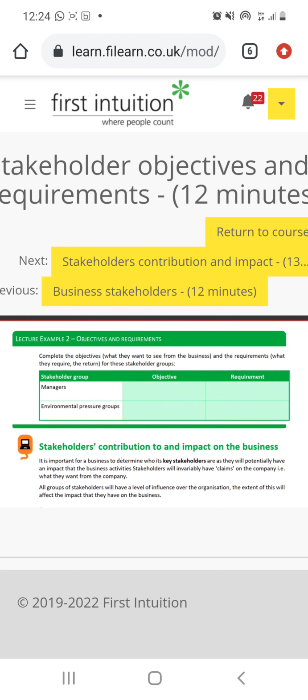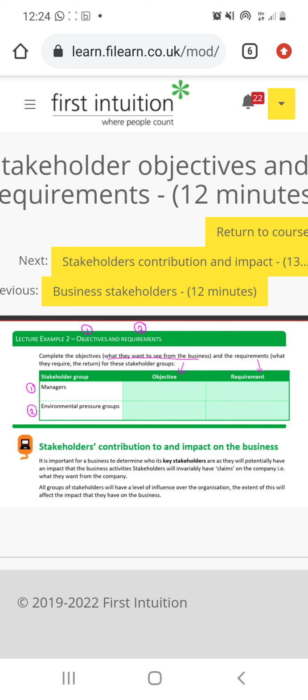Let's have a look together at the objectives and the requirements of a business in lecture example 2. Complete the objectives, what they want to see from the business, and the requirements, what they require, the return, for 2 distinct stakeholder groups.